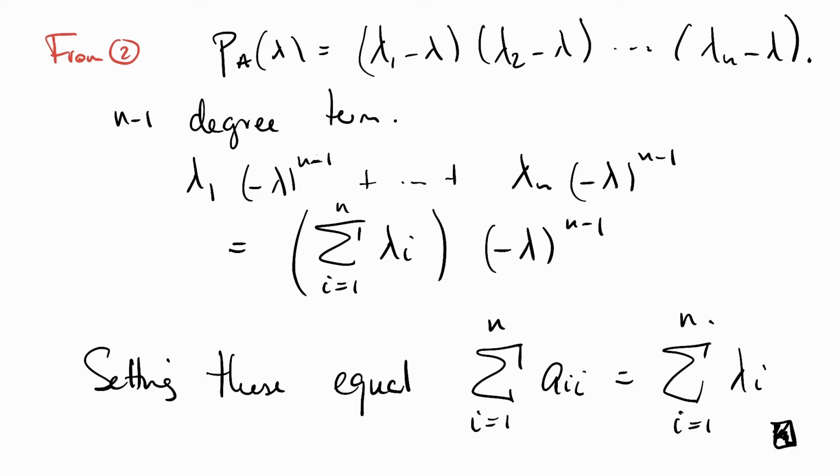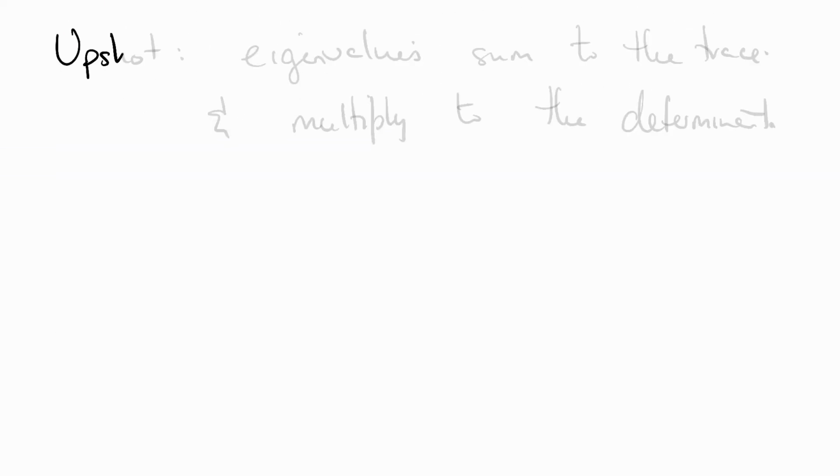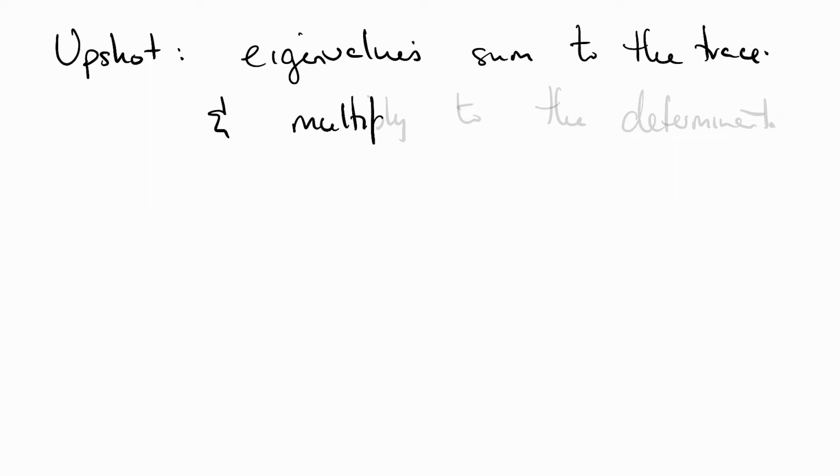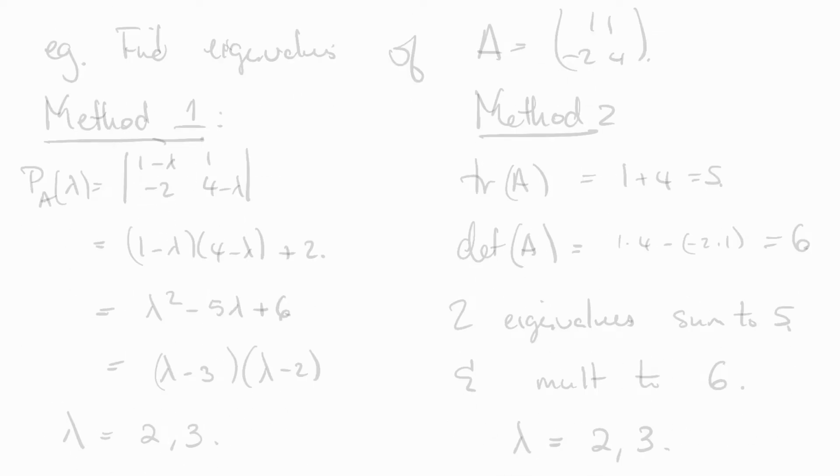All right. What was all that about? Here's the upshot. Eigenvalues sum to the trace and they multiply to the determinant. Okay, let's use this. Let's do a few examples.